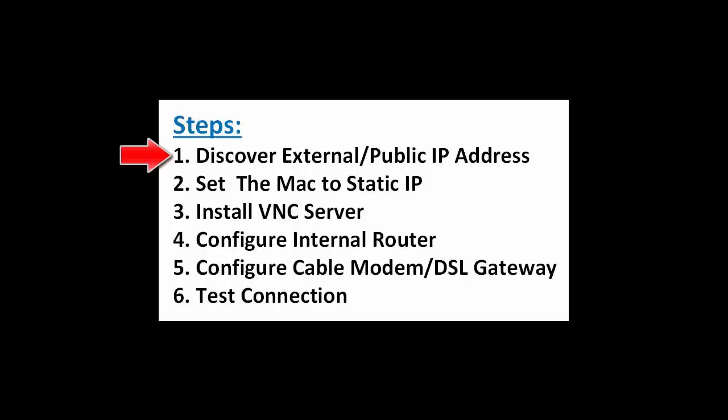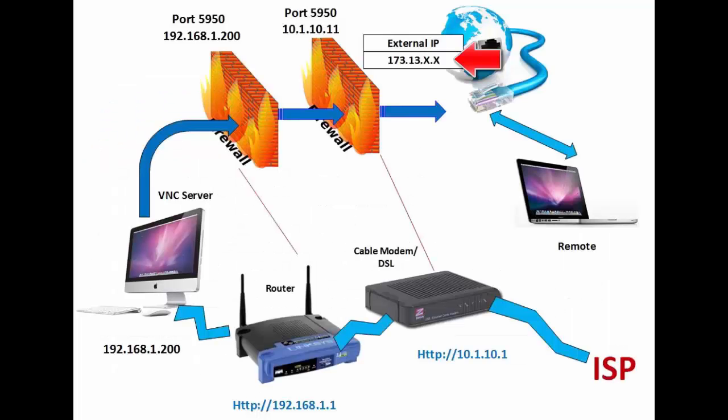Okay, so step one, we're going to find the external IP address of the gateway that we're going to try to connect to. If you can see, the IP address I have is actually 173.13.xx. That means whatever number that is, I'm not trying to show mine. For yours, the x represents whatever the last two octets are.